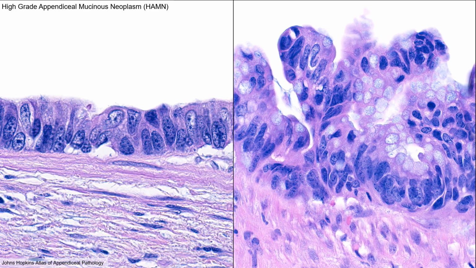And here we can see two other areas at higher magnification. On the left, we can appreciate significant nuclear pleomorphism and loss of polarity. And on the right, we can start to see some micropapillary architecture.